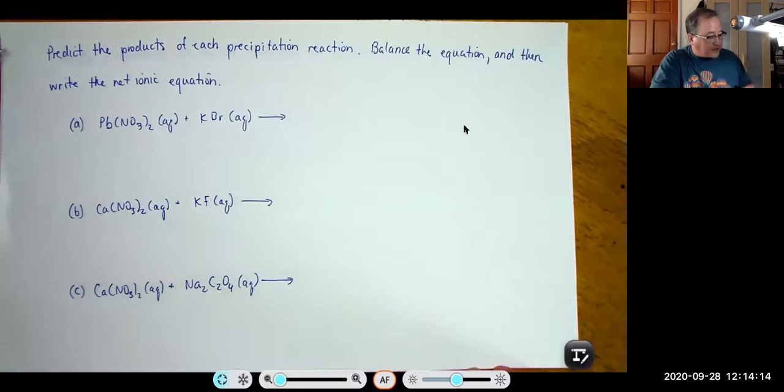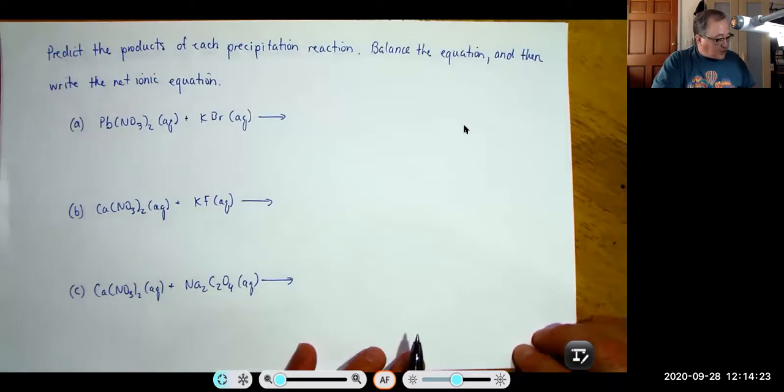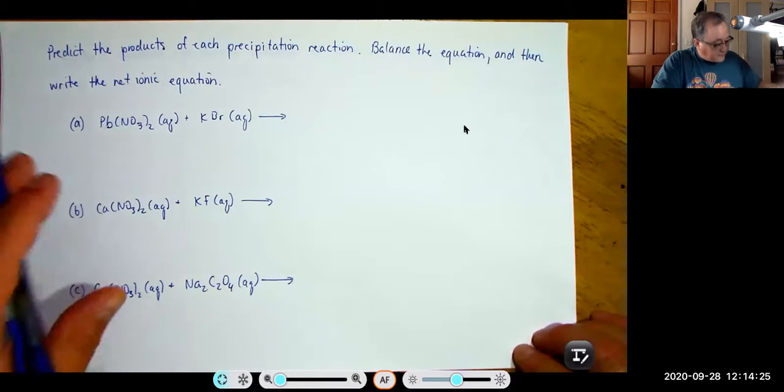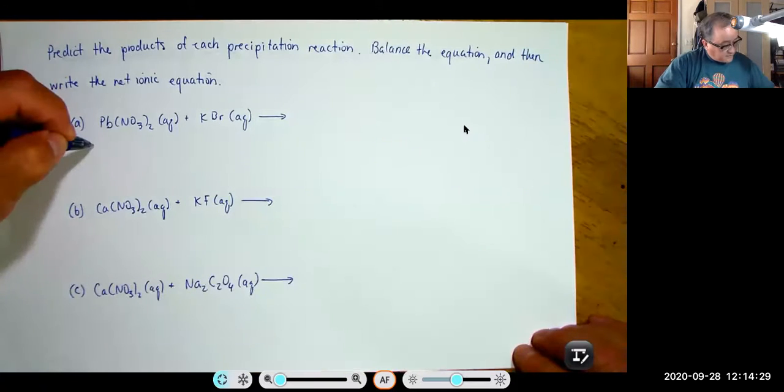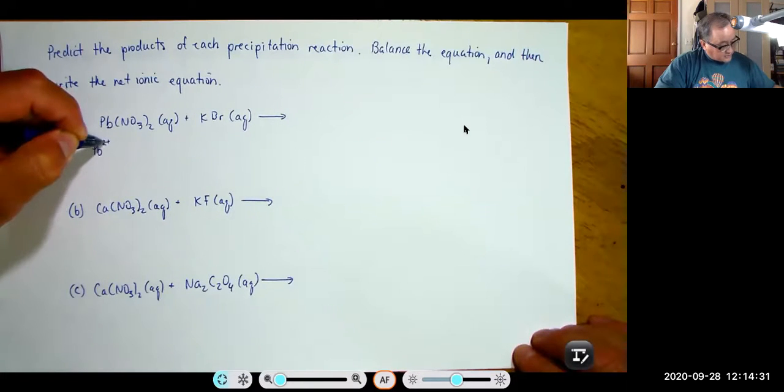Okay, predict the products of each precipitation reaction, balance the equation, and then write the net ionic equation. So let me show you a way to figure out what the products are going to be. Figure out, first of all, what all the ions are.